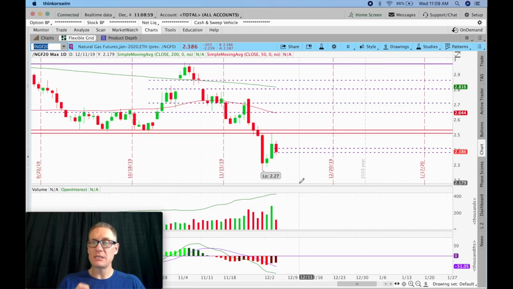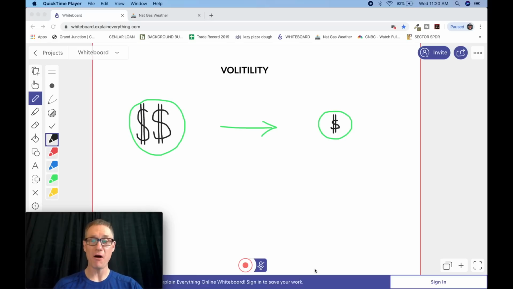But the first thing I want to do is jump over to the whiteboard and show you what volatility is. I have a simple schematic that I drew to help make this make sense. And if you have any questions about volatility, drop them in the comments below and let me know. So with that, let's jump over to the whiteboard for a second. Explanation of what volatility is and how you can use it to trade options.